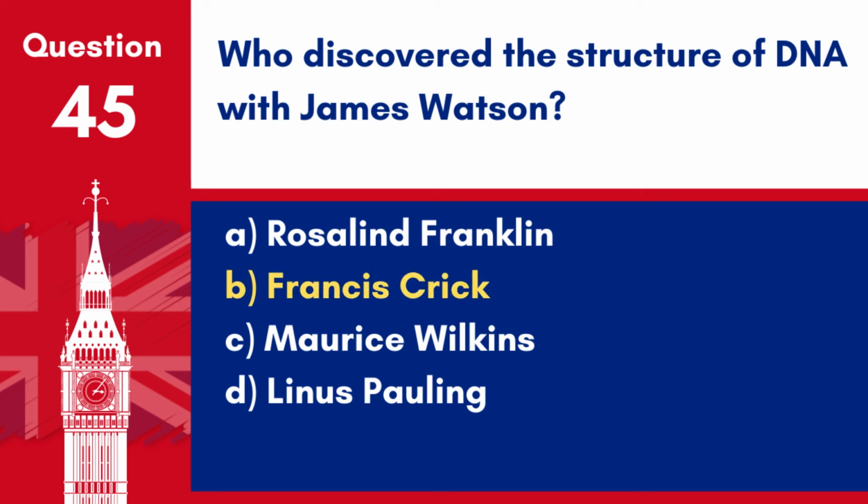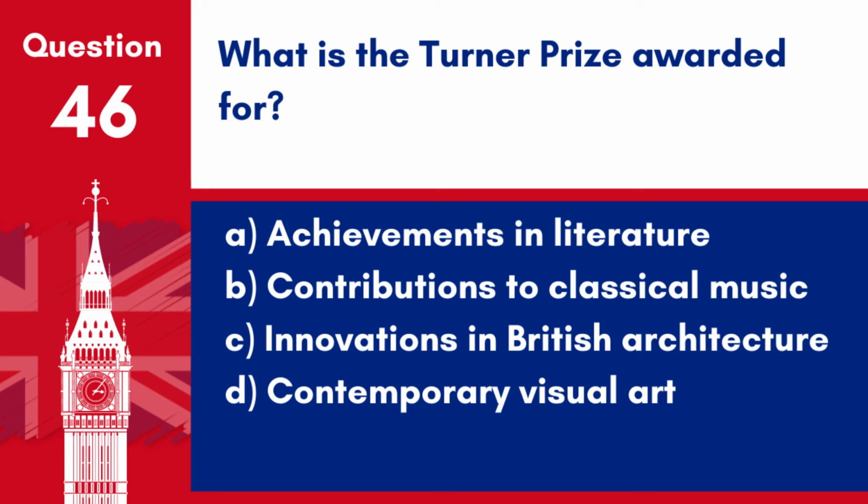Answer: B. Francis Crick. Francis Crick and James Watson together discovered the double helix structure of DNA, with significant contributions from Rosalind Franklin and Maurice Wilkins. Question 46. What is the Turner Prize awarded for? A. Achievements in literature. B. Contributions to classical music. C. Innovations in British architecture. D. Contemporary visual art.